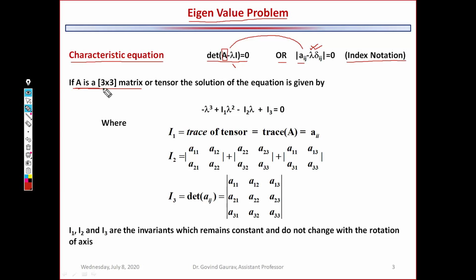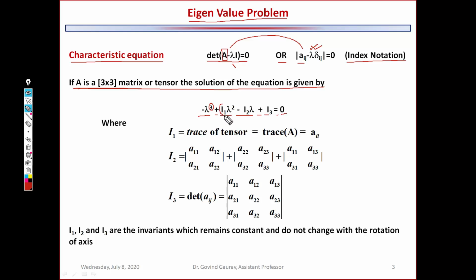So if A is a 3 by 3 matrix or tensor, the solution of this equation is given by minus lambda to the power 3 plus I1 lambda square minus I2 lambda plus I3 is equal to 0. So this is a cubic equation because the power of lambda is 3. From this equation we can get 3 roots.